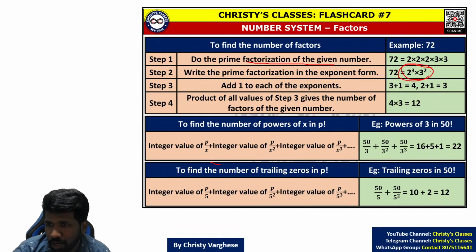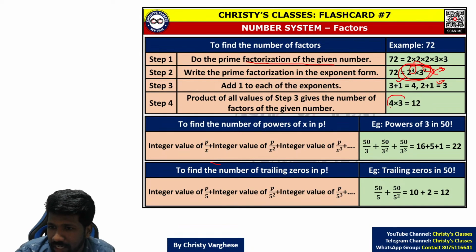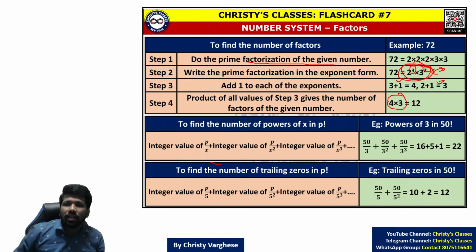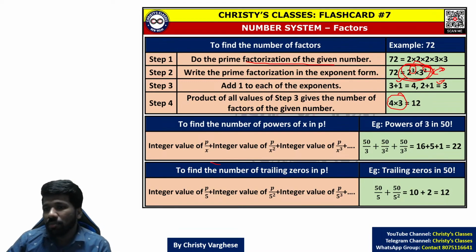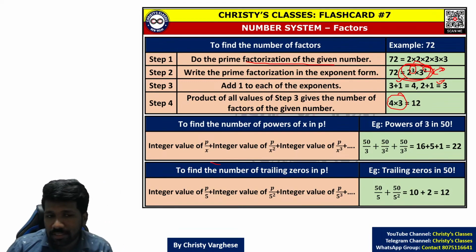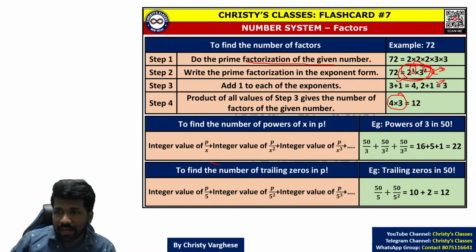And write it in exponent form. That is how we normally prime factorize and write in exponent form. Then the powers, add 1 to those powers and multiply them. That will be the total number of factors of any number.